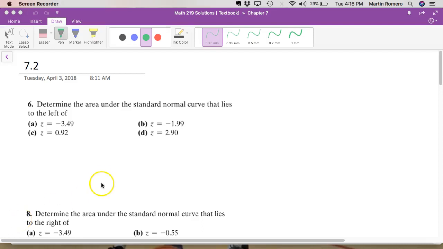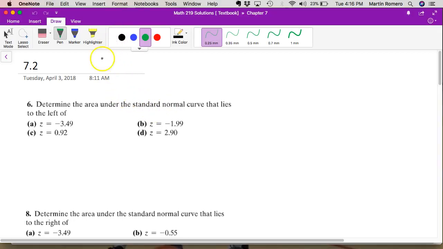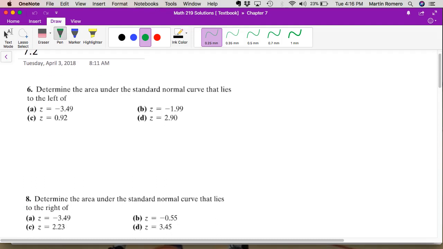These are the solutions to Chapter 7.2 textbook homework problems. The first problem we had to complete was 6, and I only asked for 6A and C because they're very repetitive, so we'll just do A and C.